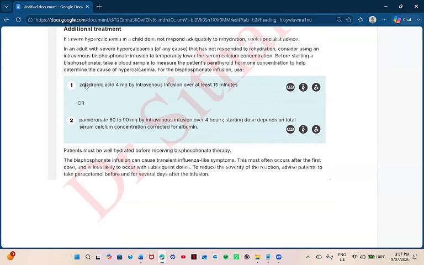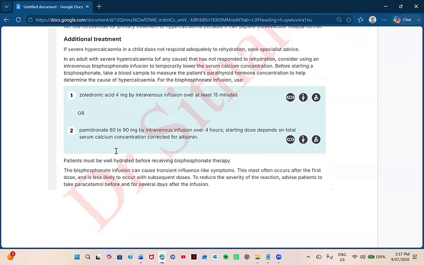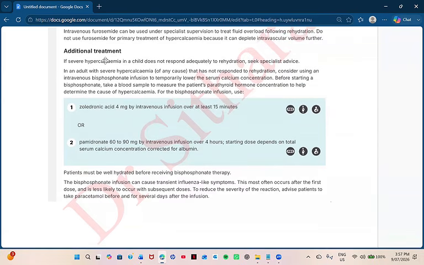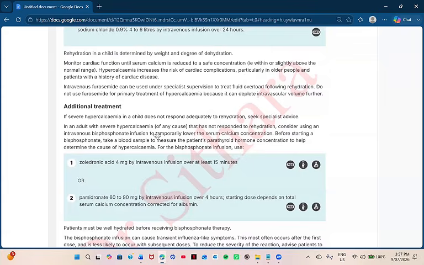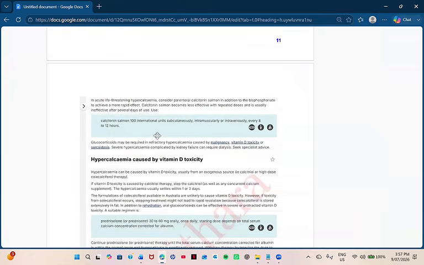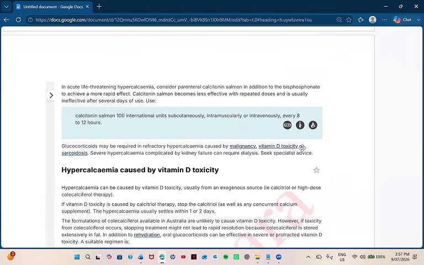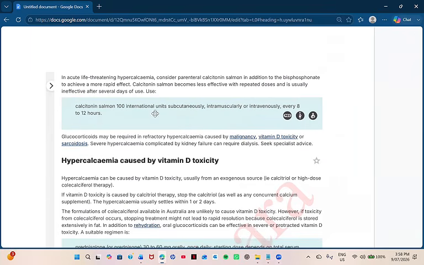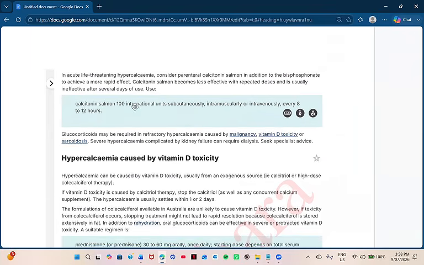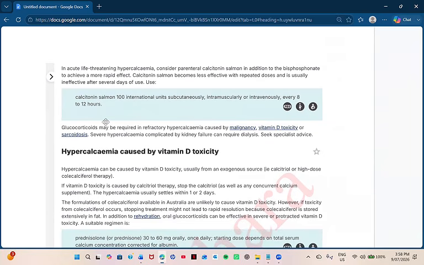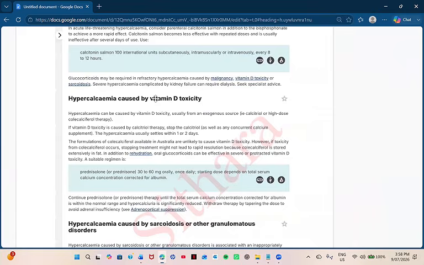So these are the options. The first line, zoledronic acid and pamidronate, you can give as additional treatment if the initial hydration has failed, right? For acute life-threatening hypercalcemia, consider parenteral calcitonin salmon in addition to the bisphosphonate to achieve a more rapid effect. So you can give calcitonin salmon 100 international units subcutaneously as well. Okay, so yeah, that is the general one.